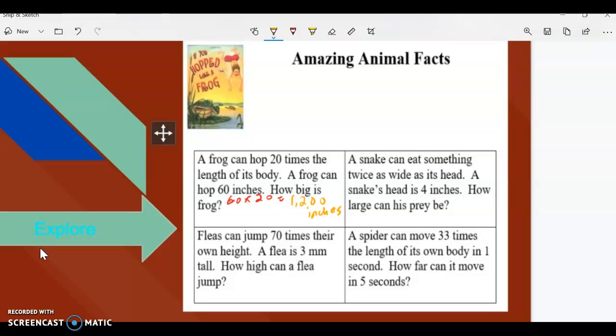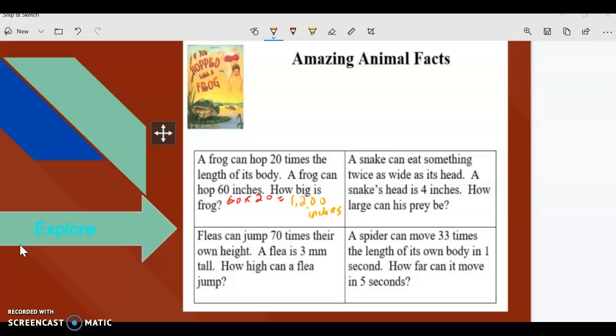And let's take a look at the one below it. Fleas can jump 60 times their own height. A flea is 3 millimeters tall. How high can a flea jump? Just like above, we have to do a multiplication. So back up to the first one. What helped me with the first one is that I mentally used the cube strategy.